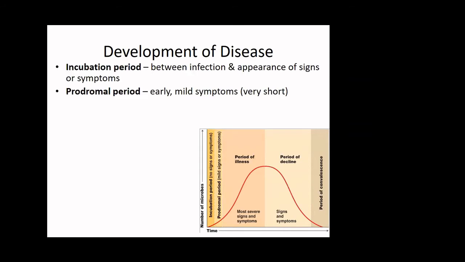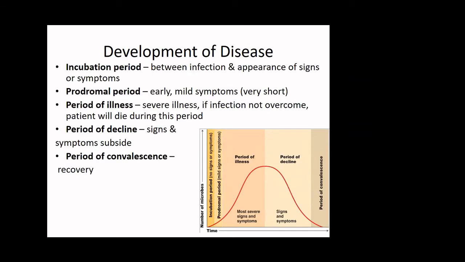So let's talk about the development of disease and the different periods of disease. First you have incubation, which is the time between your infection and the appearance of signs and symptoms, okay? The prodromal period is next, where you have early, very mild symptoms, like you feel like you might be getting sick, that kind of thing. And then you have your period of illness, where it's the most severe. If the illness is not overcome in this period, the patient will die. If the patient doesn't die, you have a period of decline where the signs and symptoms are starting to subside. And then you have your period of convalescence or recovery.